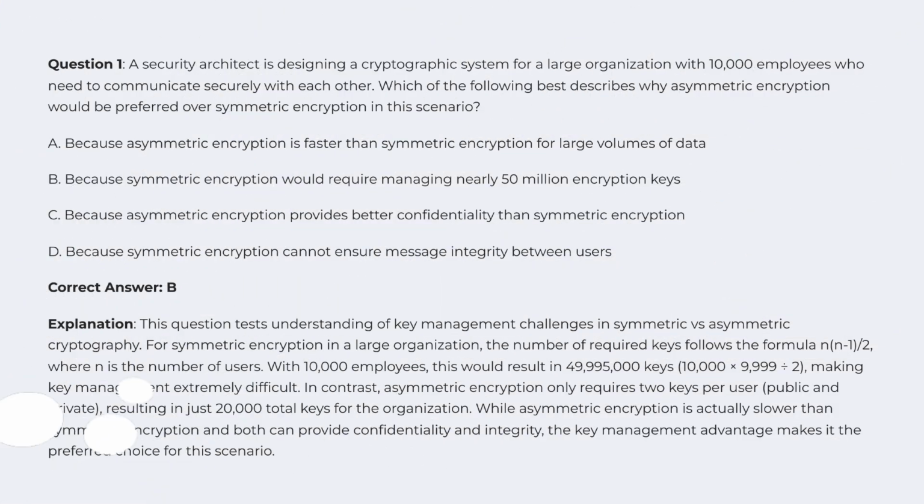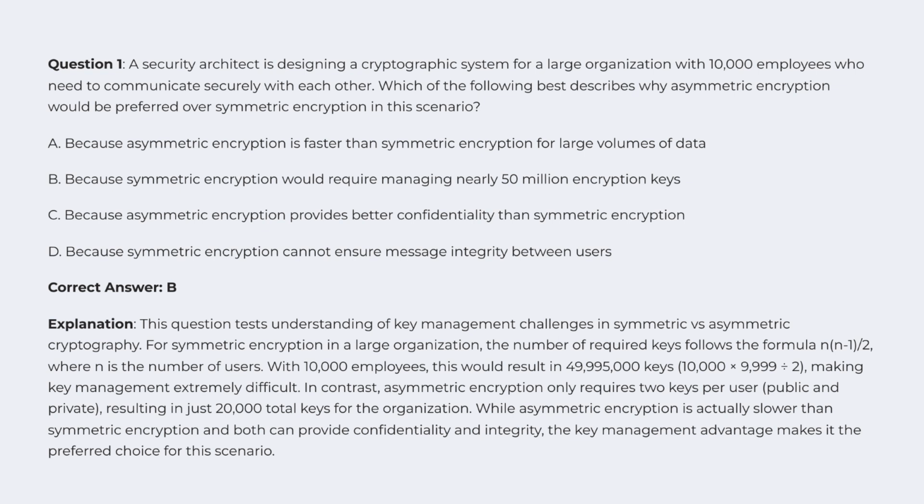Correct answer: B. Explanation. This question tests understanding of key management challenges in symmetric versus asymmetric cryptography. For symmetric encryption in a large organization, the number of required keys follows the formula N(N-1)/2, where N is the number of users. With 10,000 employees, this would result in 49,995,000 keys, 10,000 times 9,999 over 2, making key management extremely difficult.